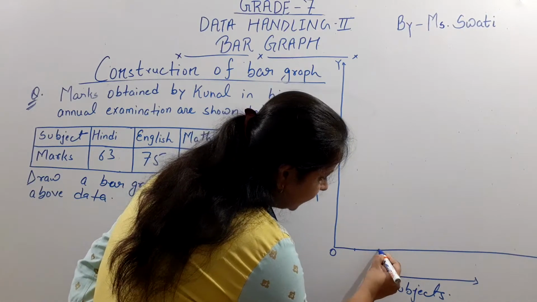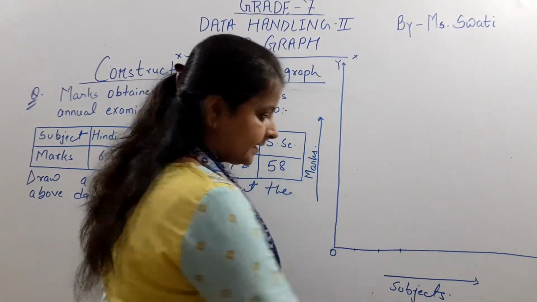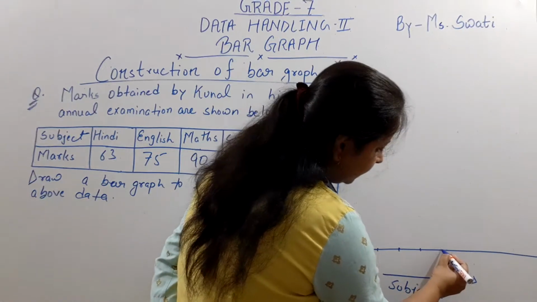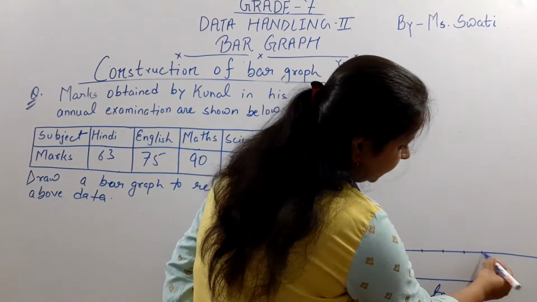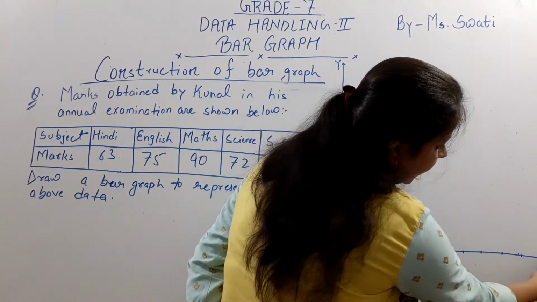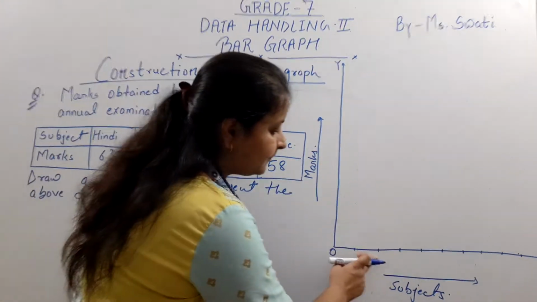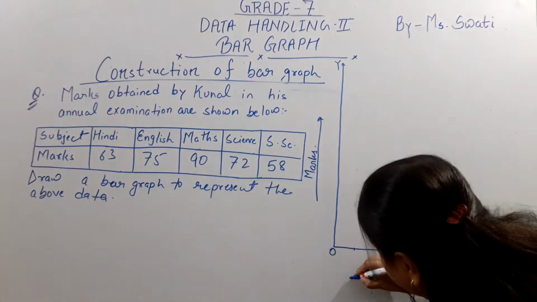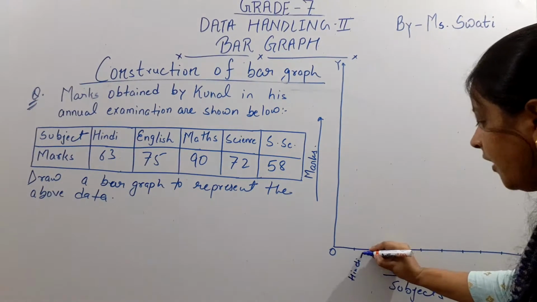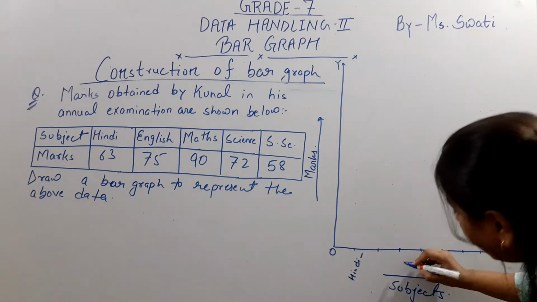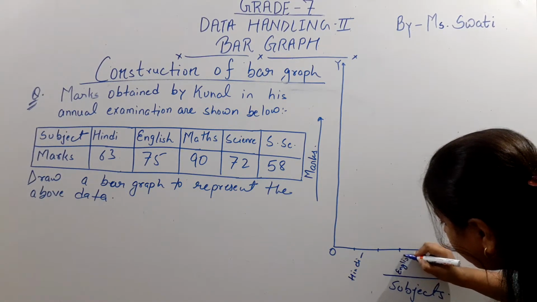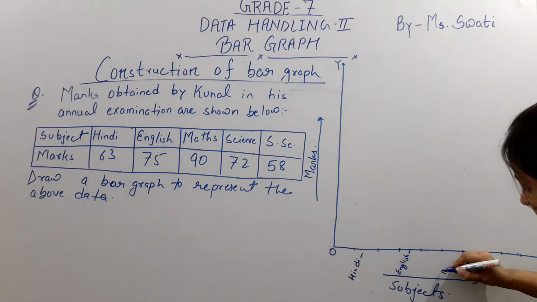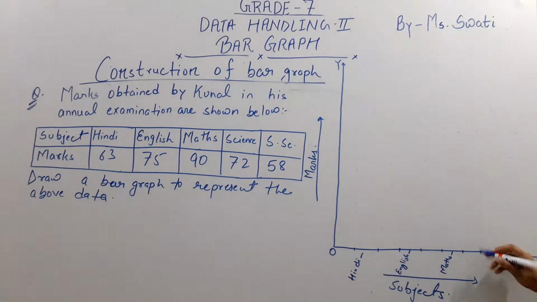Now we have to mark the points. We have here 5 subjects: Hindi, English, Maths, Science and Social Science. So we start from here. This is Hindi. Now we leave 1 unit space. English, then leave 1 unit, this is Maths, leave 1 unit, this is Science, leave 1 unit, and this is Social Science. Now we write the names of the subjects. The first one is Hindi, so we write here Hindi. Next we leave 1 space, and write English. Next we leave 1 space and write Maths. We leave 1 space and write Science. And the last is Social Science.